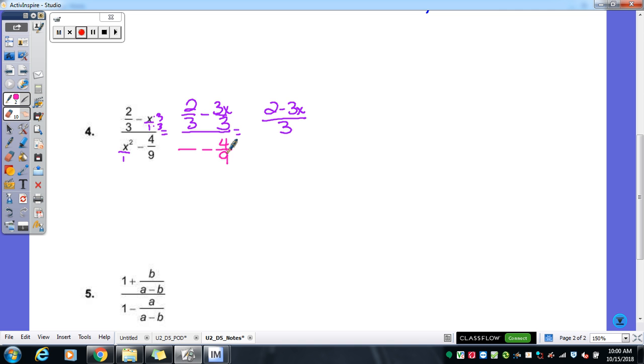For the bottom one, denominator of 9. Second fraction is already over a 9. First fraction we would have to multiply by 9 to get our common denominator. And that gives us 9x squared minus 4 all over 9. So now we'll do our keep, change, flip. So keep the first one, change to multiply, flip the second one.